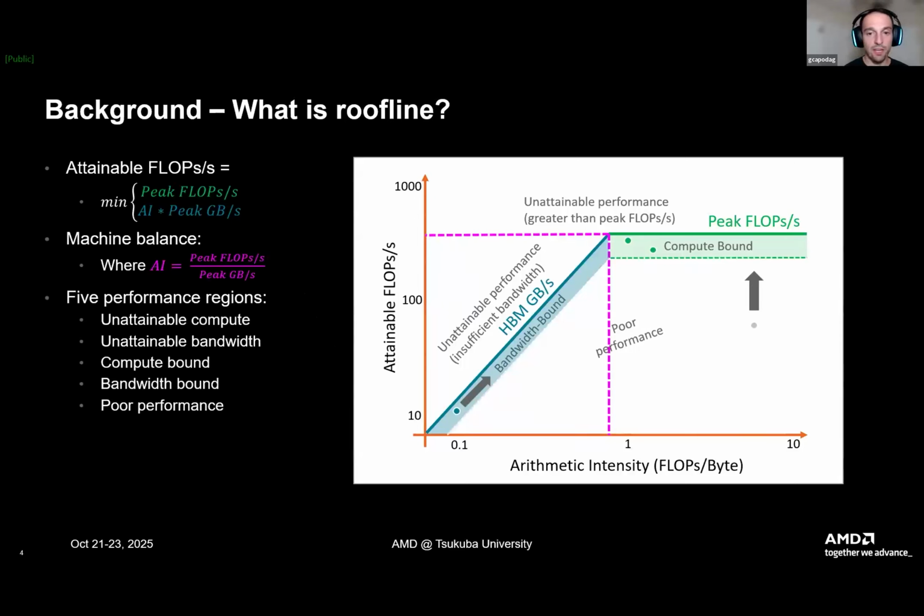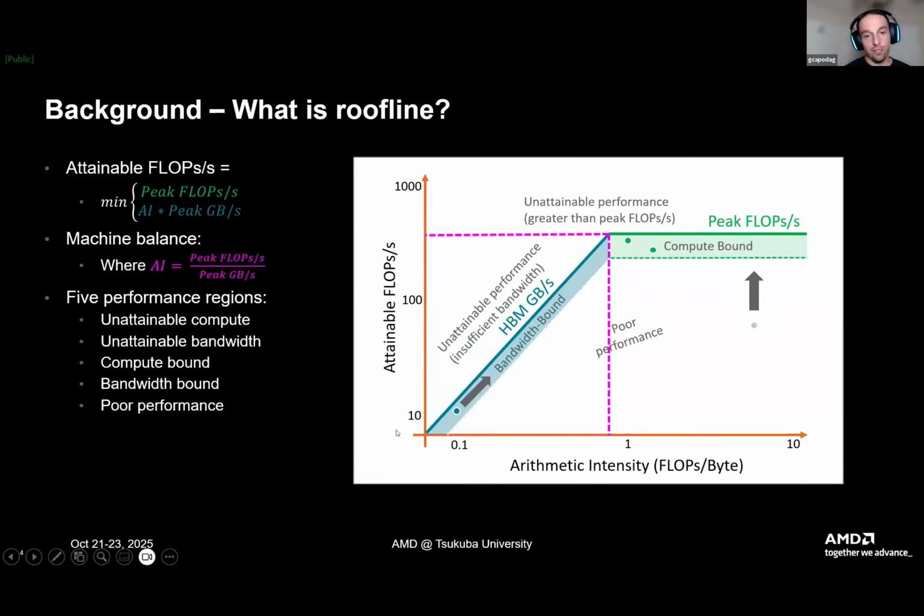A roofline is this graph here that is intended to locate your kernel on this 2D plane, so that you have an idea of how well or how badly your kernel is performing. On the x-axis, you have the arithmetic intensity that's defined here: peak flops per second divided by bytes per second. And on the y-axis, you have the attainable flops.